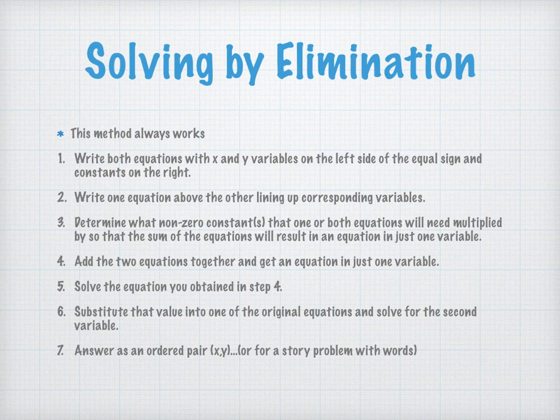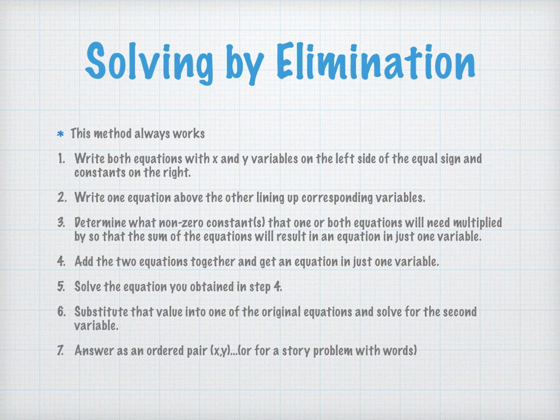Then you're determining that non-zero constant or constants that one or both of the equations should be multiplied by, so that the sum of the equations will result in an equation with just one variable. Here you're really thinking, I want to get this so that my x's when added together give me 0x, or my y's when added together give me 0y. That's what you're thinking as you're doing step 3.